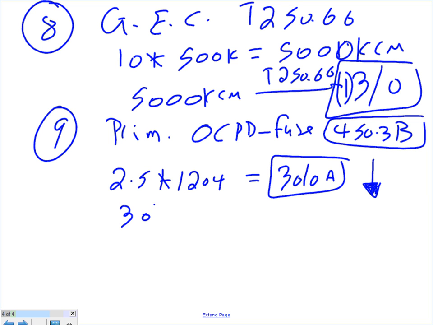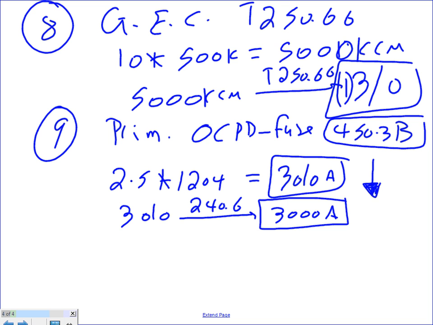So 3010, 240.6 gets you a healthy 3000 amp. Why didn't I go up? If you go to the table, it doesn't tell you to go up. There's no Note number 1 that allows you to go up. So you can't go up. So you have no option. You can't stay where you are because you can't have a fuse size the same. So you have to go down.